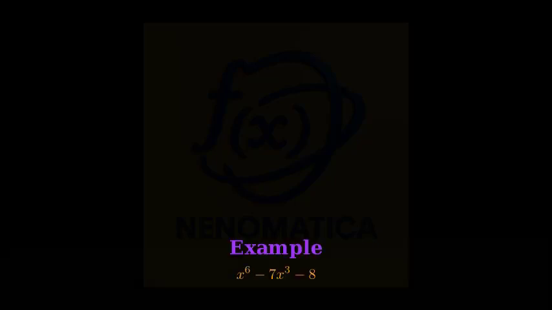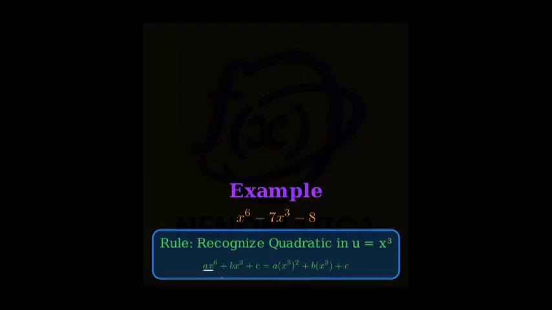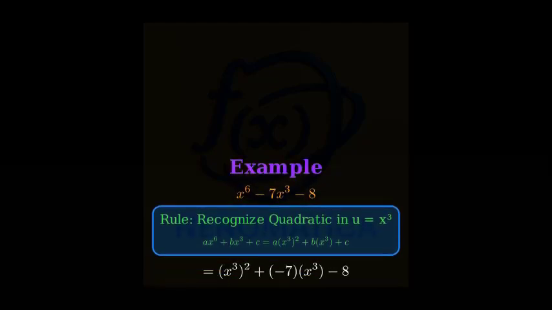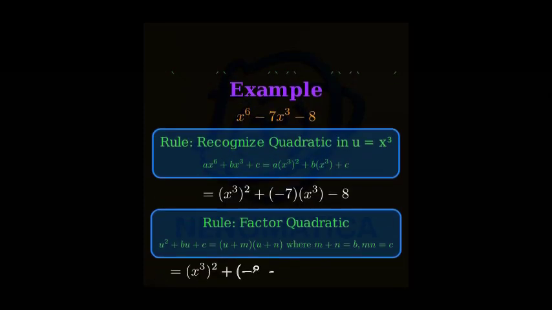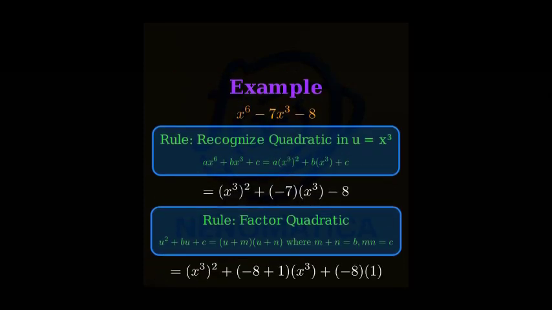For our second example, we'll factor the polynomial x to the sixth minus 7x cubed minus 8. For step 1, we notice that this is a quadratic in x cubed. We can set u equal to x cubed, which gives us u squared plus negative 7u minus 8. For step 2, we'll factor this quadratic. We need to find two numbers that multiply to give negative 8 and add to give negative 7.